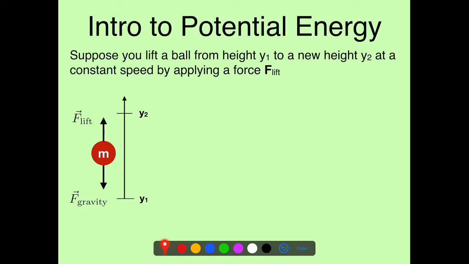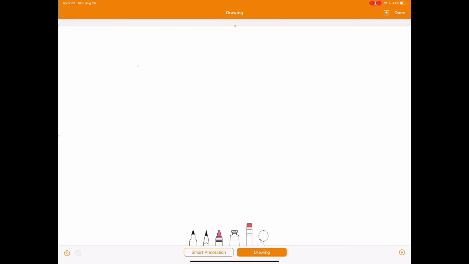We know that in order to do this, you need to apply some kind of force. We'll call that F lift. So you're pulling up with some force F lift. Gravity is pulling the ball down like this. Those are the two forces acting on the ball. To do a little bit of work on the side here, this is the ball, again, with F lift going up like this, and F gravity going down like this.